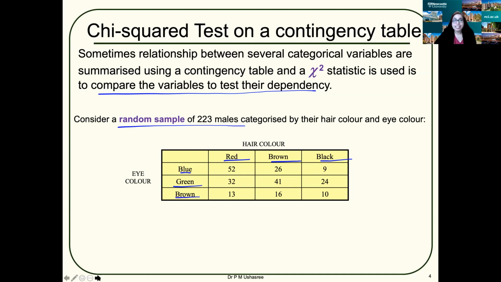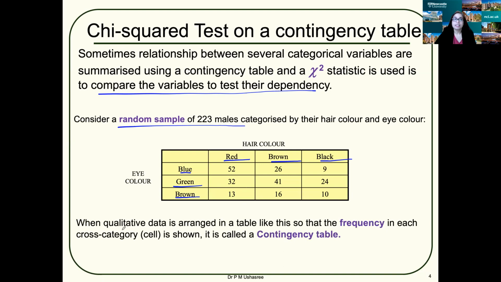So what is a contingency table? When qualitative data is arranged in a table like this, so that the frequency in each cell, or each cross category, is shown, it is called a contingency table. That is a contingency table, a very good example of one.